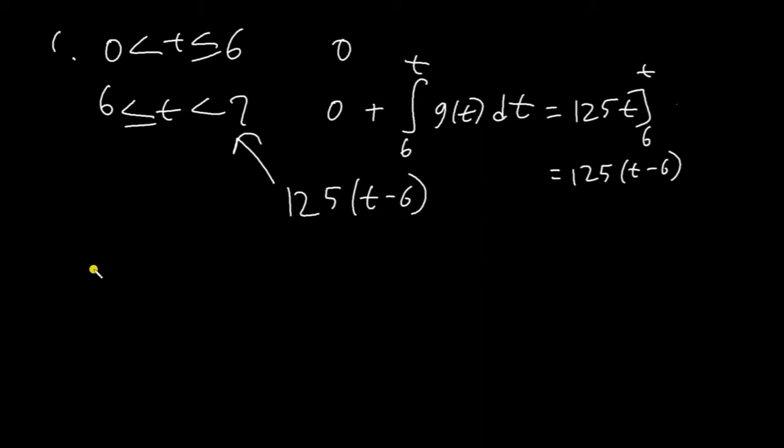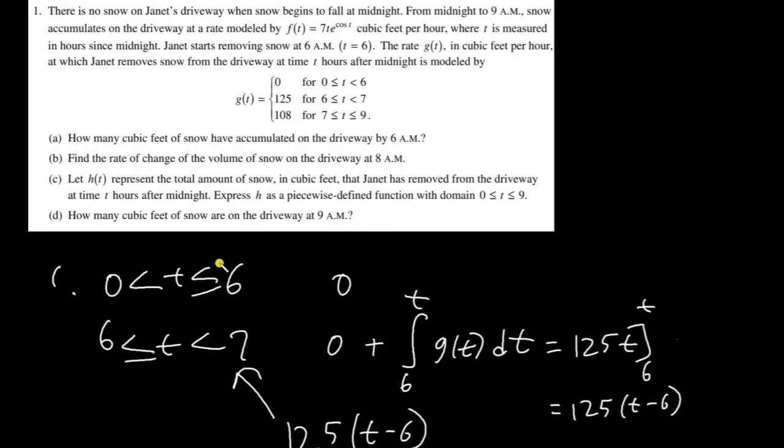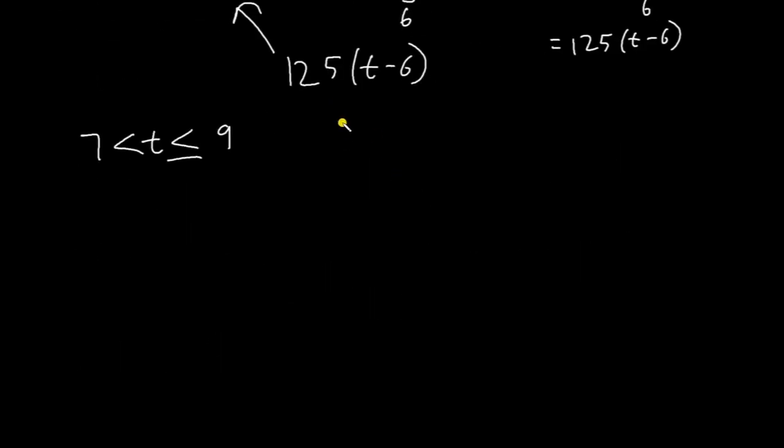Okay, finally, we're going from 7 to 9. This is going to tell us how much snow she's removed between t equals 7 and t equals 9. So what we're going to do here is ask, how much snow has she removed at time t equals 7? That's h of 7. We'll take this, and then we'll add the amount of snow that she's removed between time t equals 7 and some other time t. Okay?